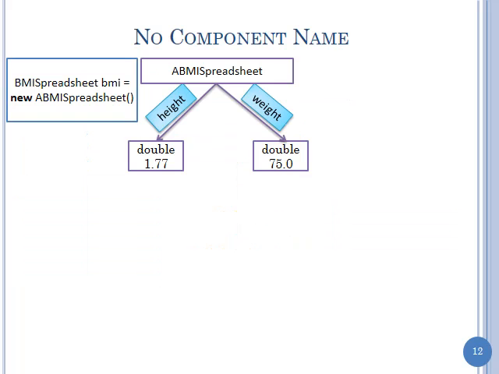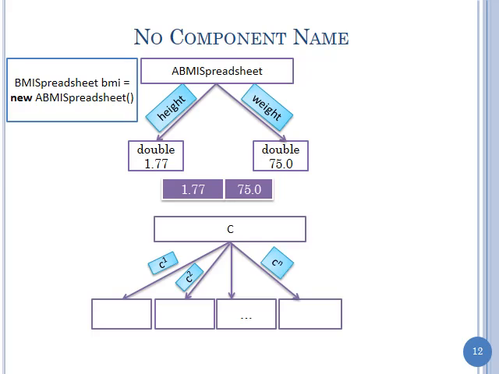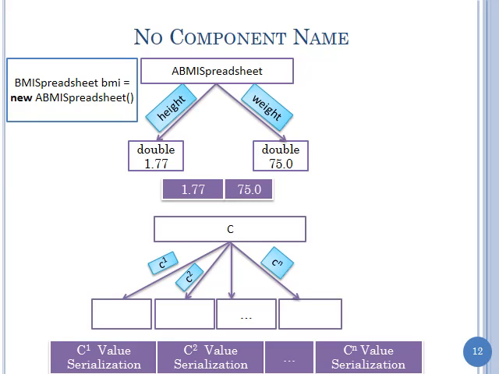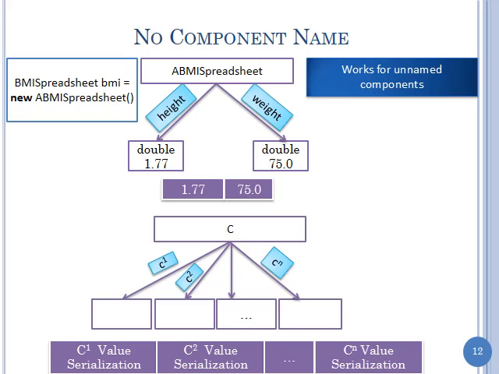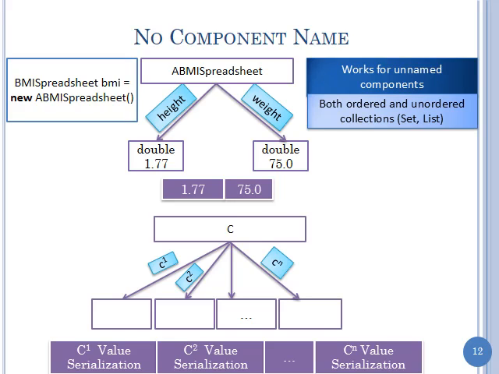So let's look at component headers. Do we send component names or not? So for the BMI spreadsheet, do we send height and weight? Or we just send the values, okay? Or do we also send the names? It works for unnamed components, of course. So for instance, for array list, you don't have to send the component names, okay?